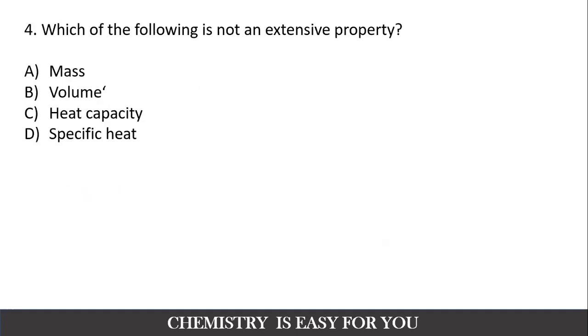Okay. Now, the next question is, which of the following is not an extensive property? I have covered this very thoroughly in the thermodynamics video, where I have discussed all the formulas necessary for thermodynamics and certain shortcuts and tricks as well. So please do watch that video also. I'll give the link in the description box. It is important for you. So the options are mass, volume, heat capacity, and specific heat. And the answer is specific heat.